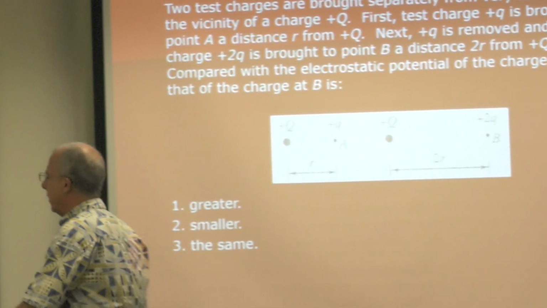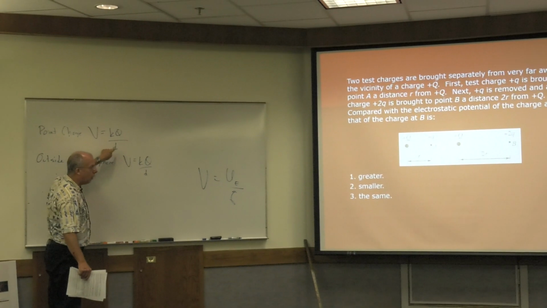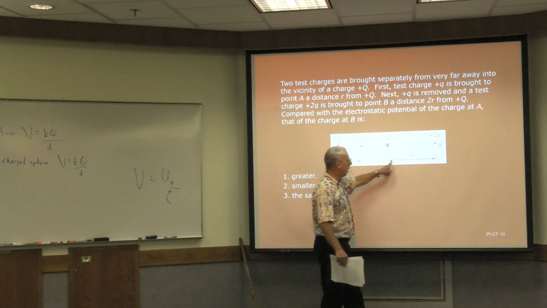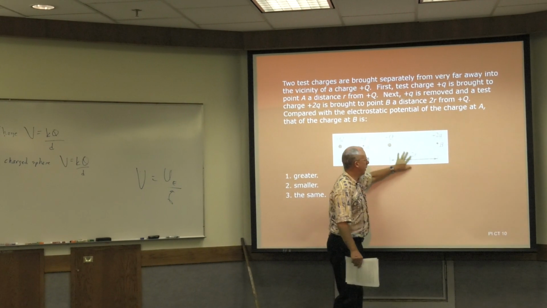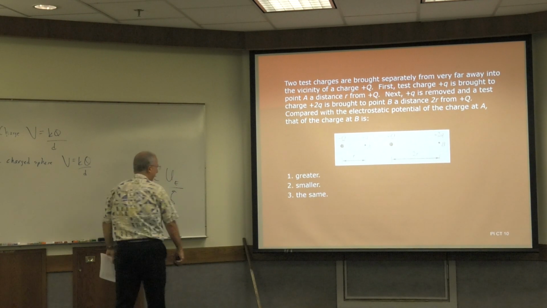But the potential of a point charge is kq over the distance. Well, here is r, and here's 2r. So this is going to be half as much as this. That's all there is to it.